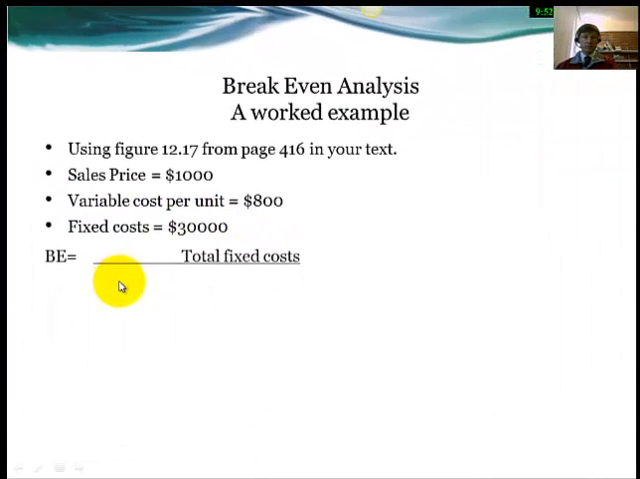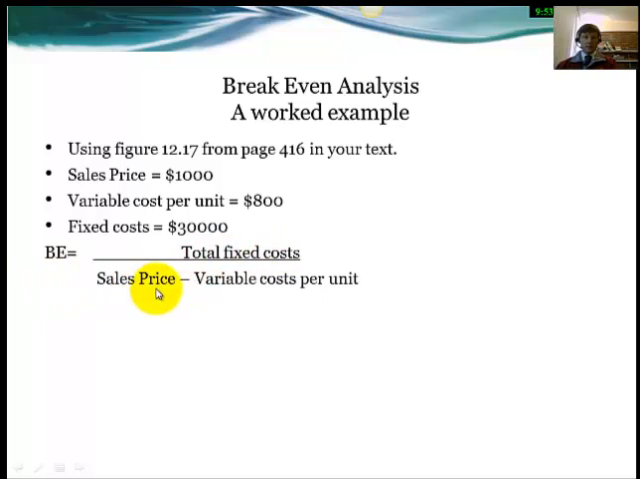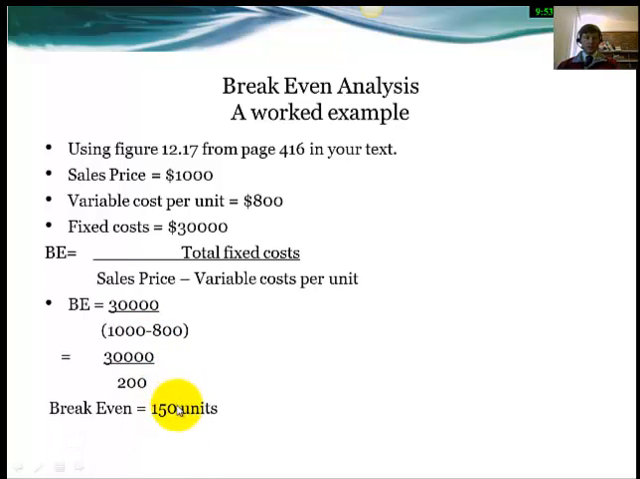So let's continue. Using our formula, total fixed cost over sales price minus variable costs, we've got 30,000 over 1,000 minus 800, which is 30,000 over 200. Therefore the number of units that we need to break even with this business is 150 units. If these costs are yearly costs, then you can divide this figure by 52, and for ease of exercise, let's say it's 50 weeks. It means that you need to sell 3 units per week.